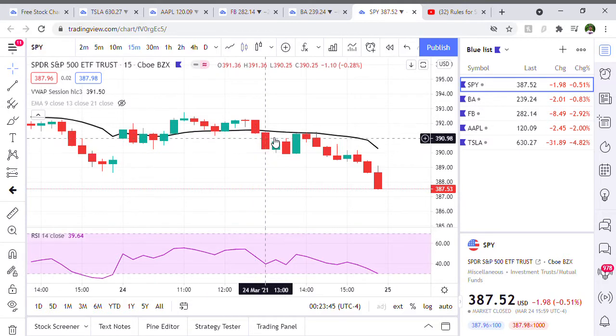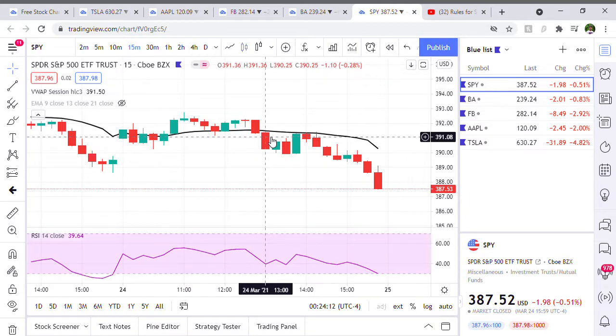So you see this candle, you can read the VWAP over here and the candle details over here. This particular candle, the open was 391.36, the high of the candle was 391.36, and the VWAP is 391.5. So this candle is completely below the VWAP. Okay, so now I have decided I am ready for a bearish trade on SPY.